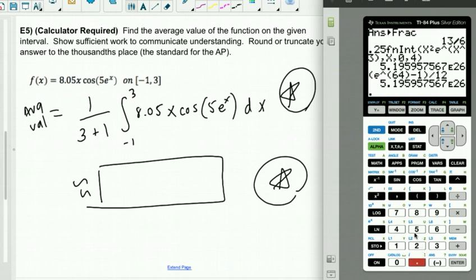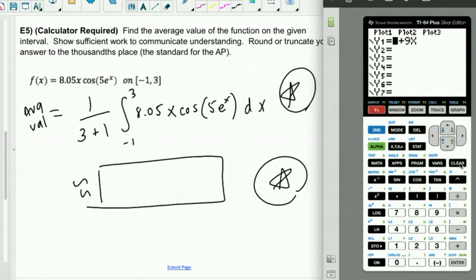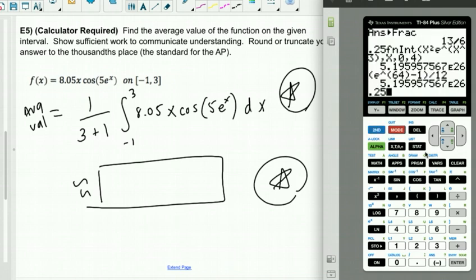I'm sorry, the calculator's so laggy. This is a fairly complicated function. It might be worth putting it in as your y1. Let's actually go to y1 for a sec. It might be worth us not having to type this every time. So I'm just going to type it here: 8.05 x cosine 5 e to the x, close the e to the x, close the cosine. That should work. Okay, so now I'm going to do 0.25, right?